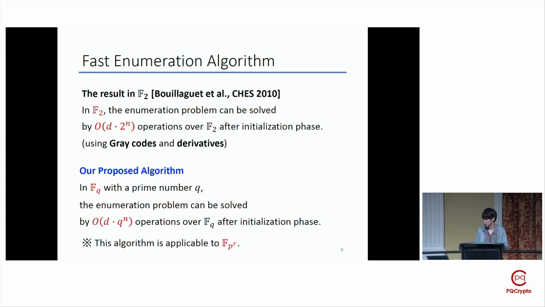And in this research, we propose a new algorithm solving this enumeration problem in the finite field with q elements, with a prime number q. And we show that the enumeration problem can be solved by order d times q^n operations after an initialization phase. And this means that our proposed algorithm is equivalently efficient to the result of Bouillaguet et al. And we can also apply our proposed algorithm to the case of F_{p^r} with prime number p and positive integer r.